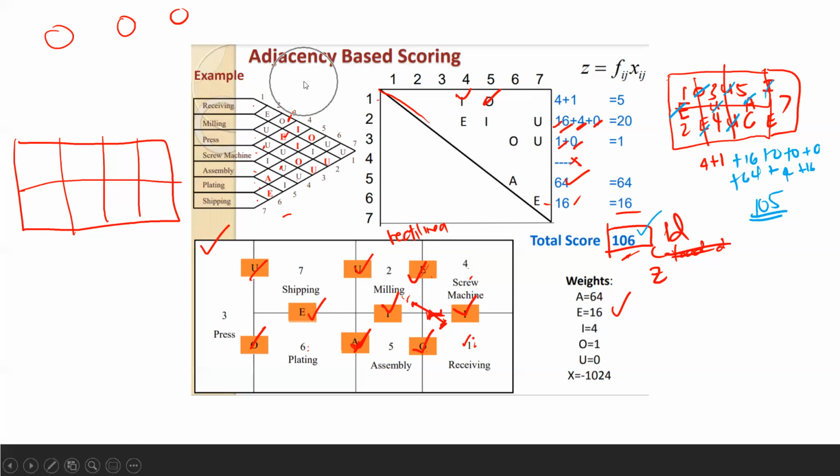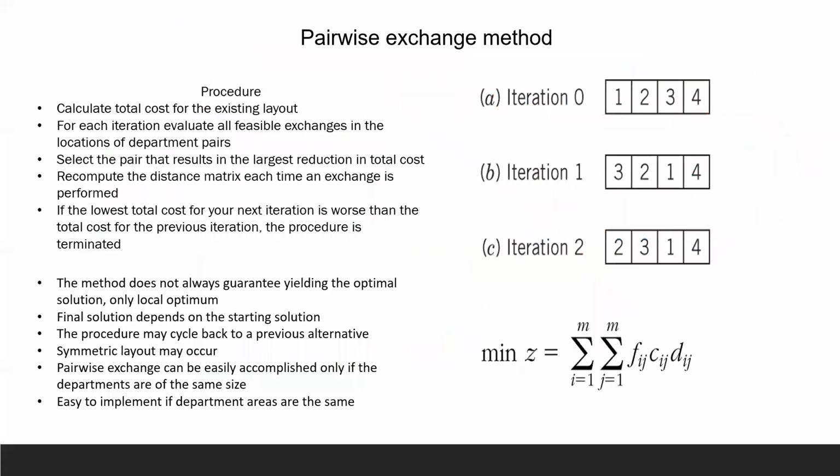Okay, so again, that is one of the ways to compare one alternative to another using the adjacency-based method. Another popular method is itong tinatawag nating pairwise exchange method. Ito po yung procedure niya: calculate the total cost for the existing layout for each iteration, evaluate all possible changes, then select the pair that results in the largest reduction in total cost, and recompute the matrix each time an exchange is performed. If the lowest total cost for your next iteration is worse than the total cost for the previous iteration, the procedure is then terminated. For example, iteration 1, 2, and 3.